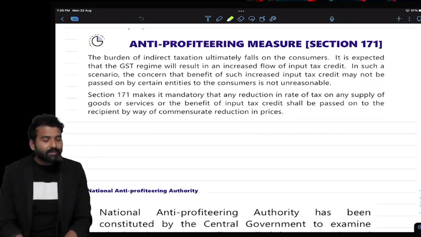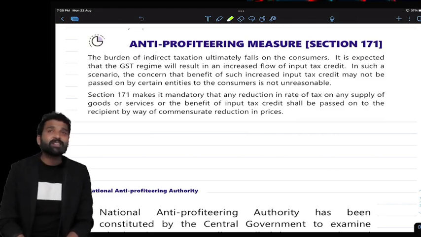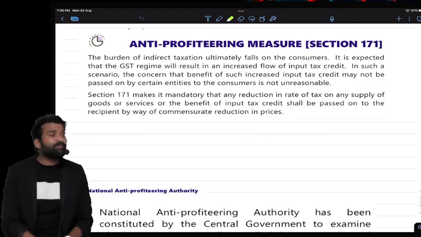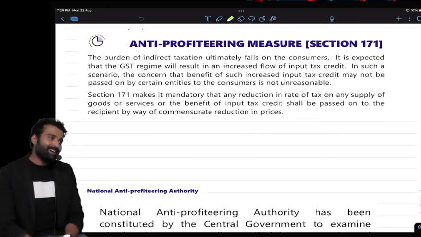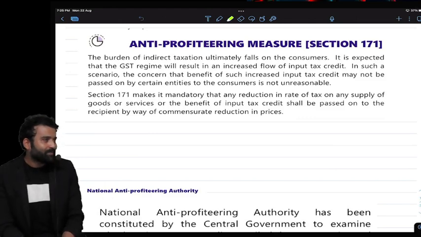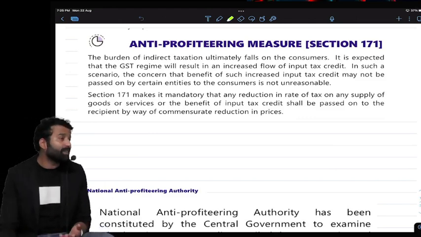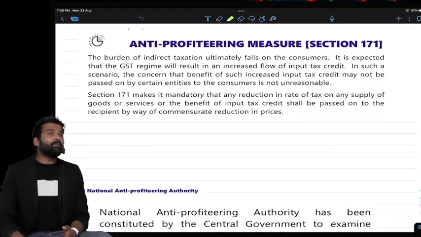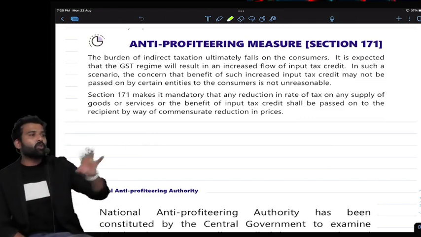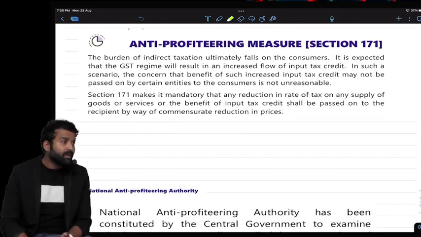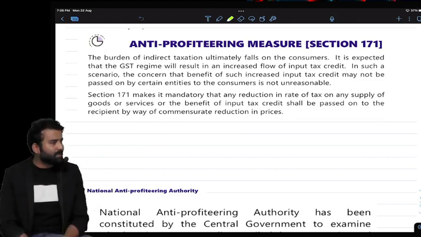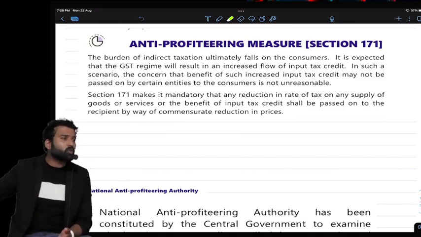And this is not right, because how can a company get the benefit of a reduction in the GST rate? Again, the principle of unjust enrichment. You cannot get the benefit out of the loss of any other person. How can the government reduce the rate and the benefit go into the pocket of the company? That is wrong. It should be passed on to the customer only. The benefit should be passed on to the customer.